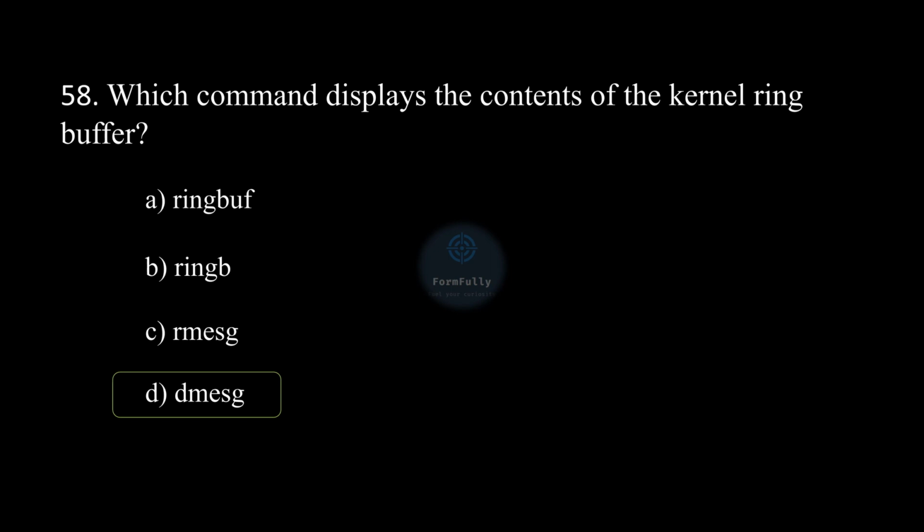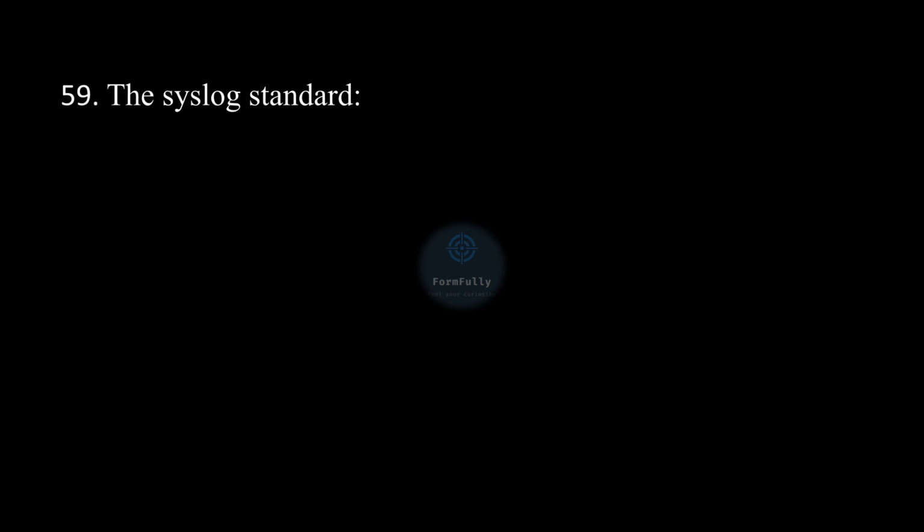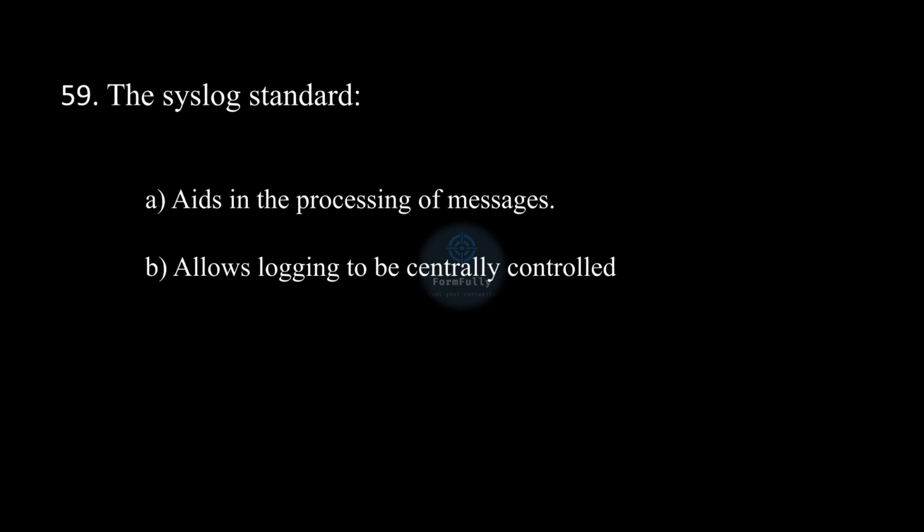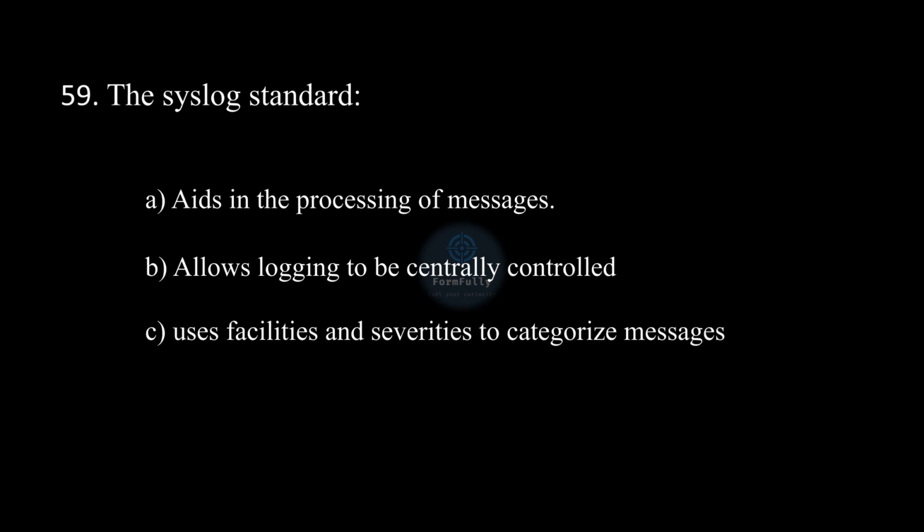Next question. The syslog standard aids in the processing of messages, allows logging to be centrally controlled, uses facilities and severities to categorize messages. All of the above. The correct option is all of the above, as the first option is correct, as the syslog standard helps in the processing of log messages. It defines a standardized way for systems and applications to generate, collect and manage log messages, making it easier to handle and interpret these logs. The second option is correct, as syslog facilitates centralized logging.